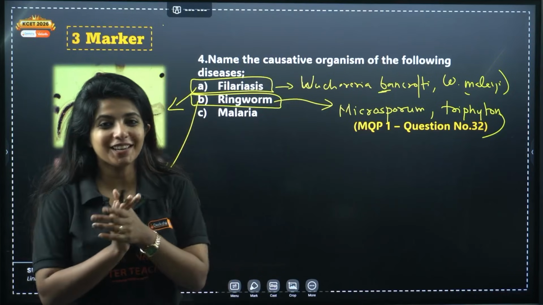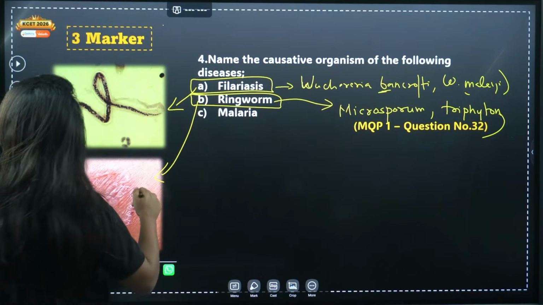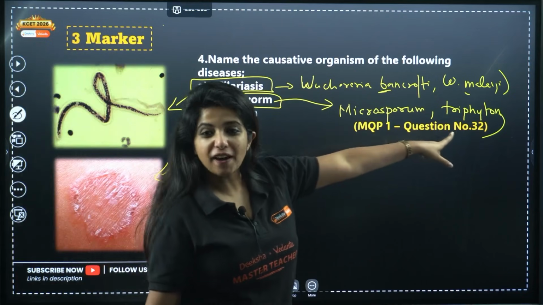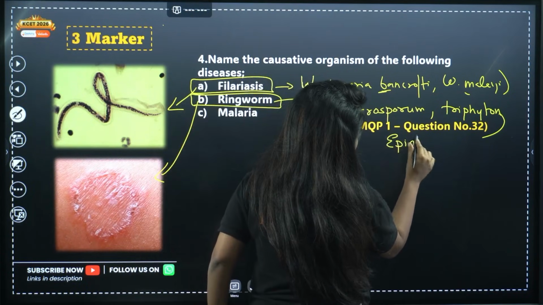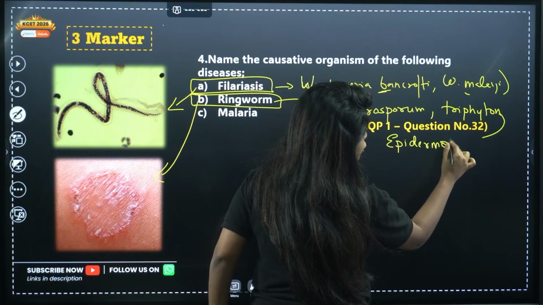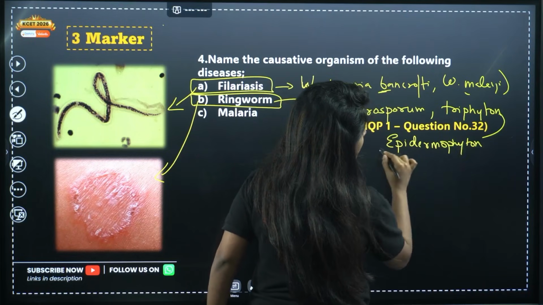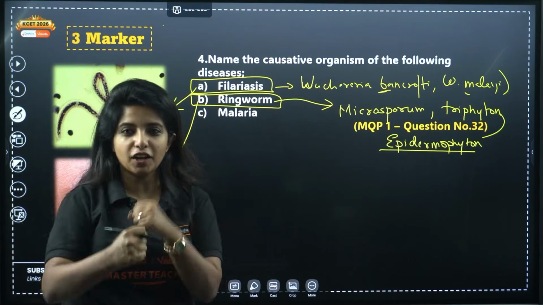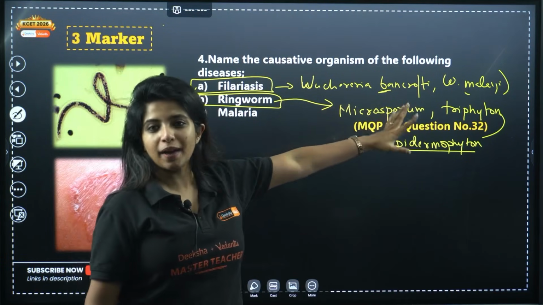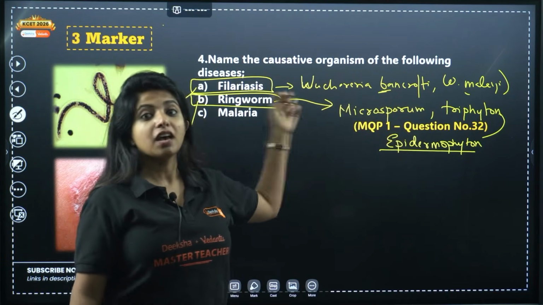I'm so sorry, there was a glitch. Okay, so let's be back again over here. So Trichophyton, I remember, was fighting with something. It is fighting with another type of fungi which causes ringworm disease, and that is Epidermophyton. So Epidermophyton and Trichophyton, they are fighting, and we have Microsporum as well. All three of them can cause ringworm disease.